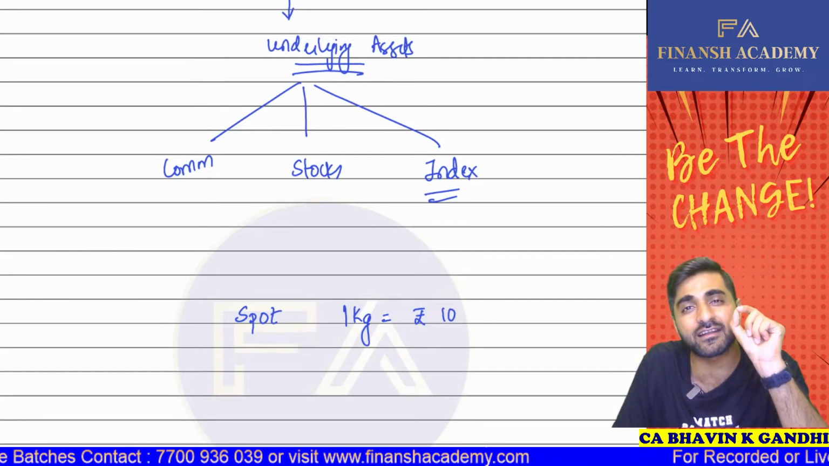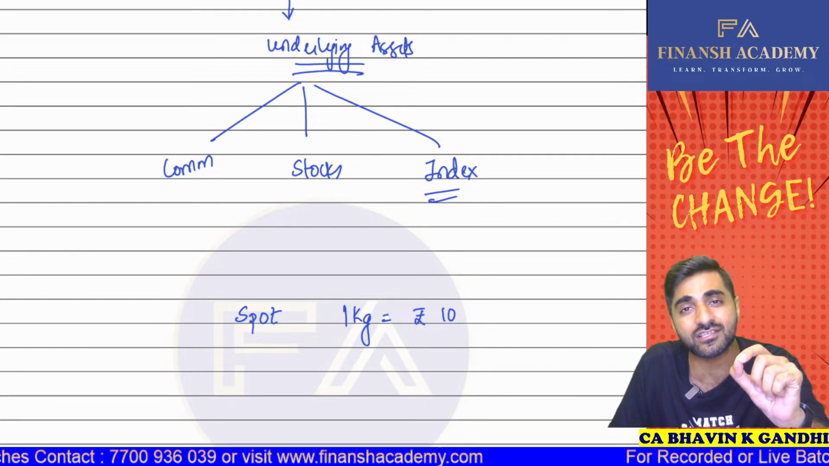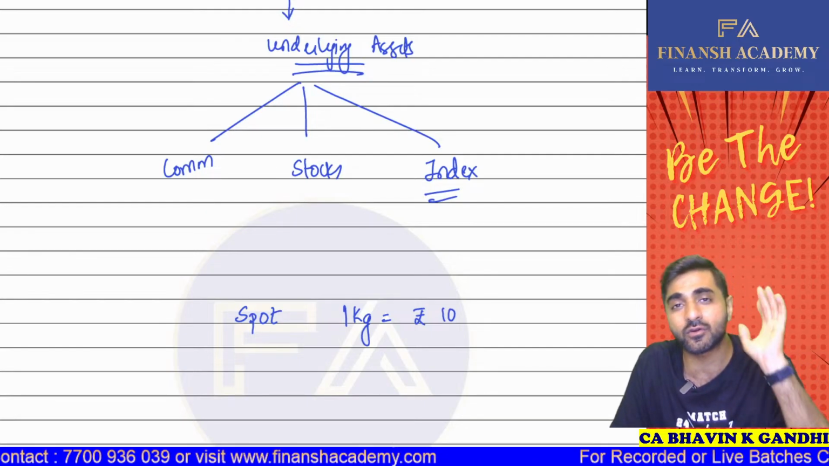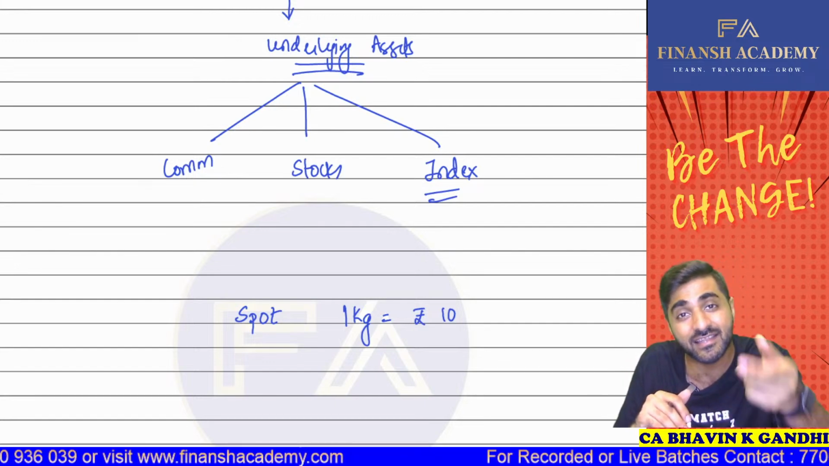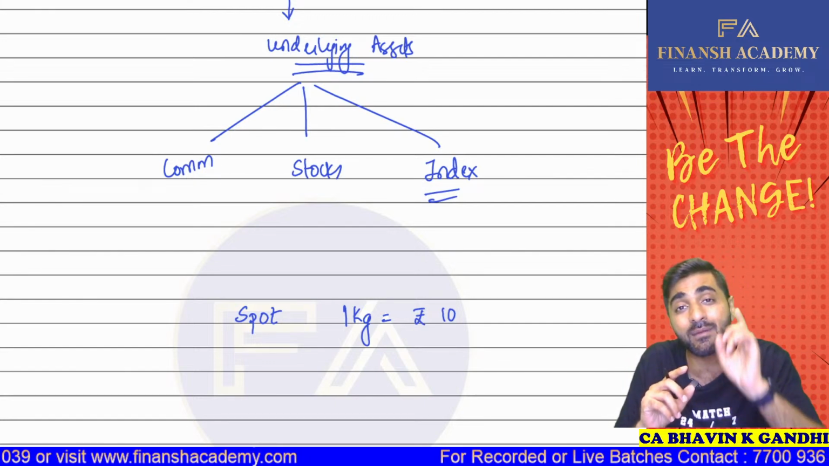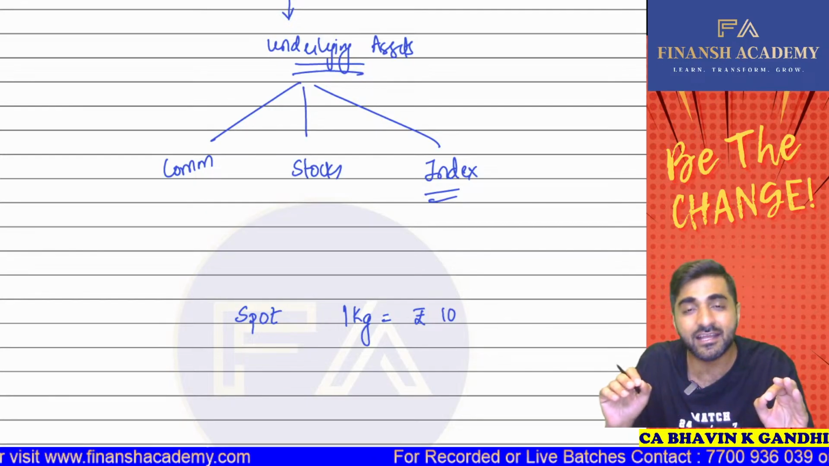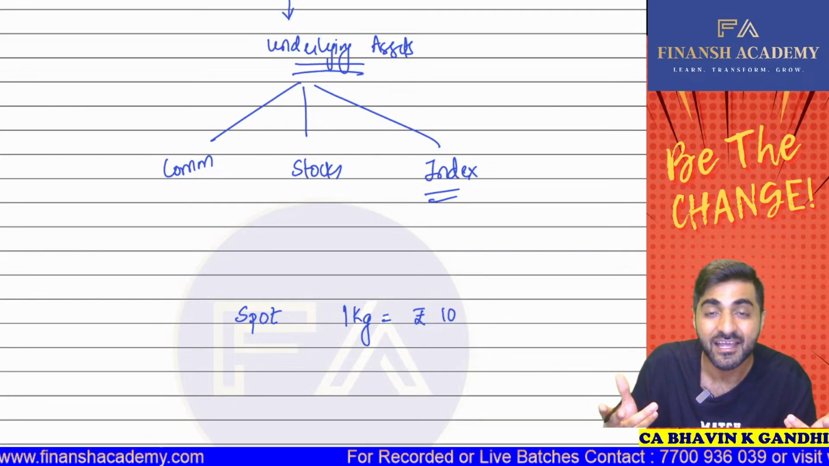So there will definitely be some interest cost which will be added to this 10 rupees. Had this particular rice been sold immediately, then 10 rupees would have been received by the seller immediately. Come on, yes or no? Of course, yes.